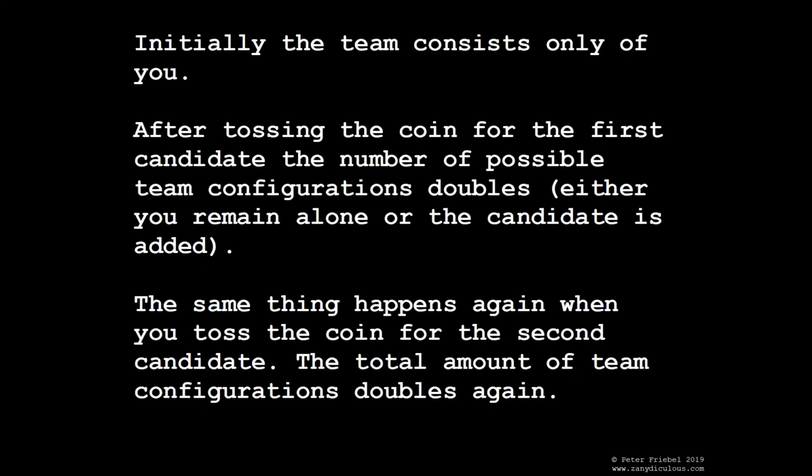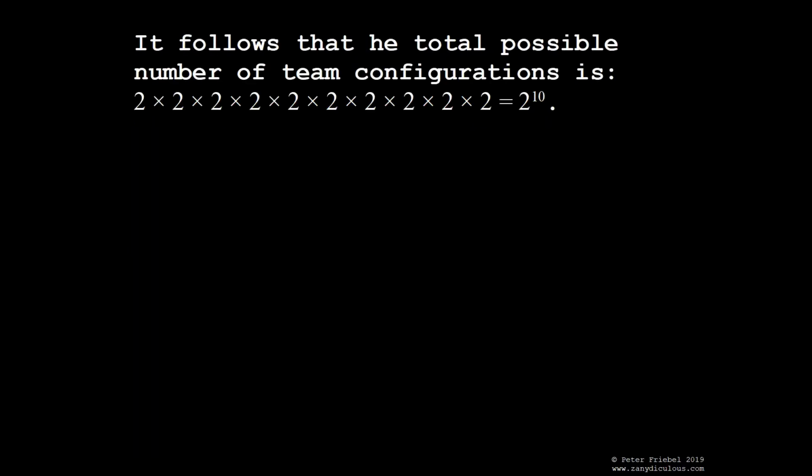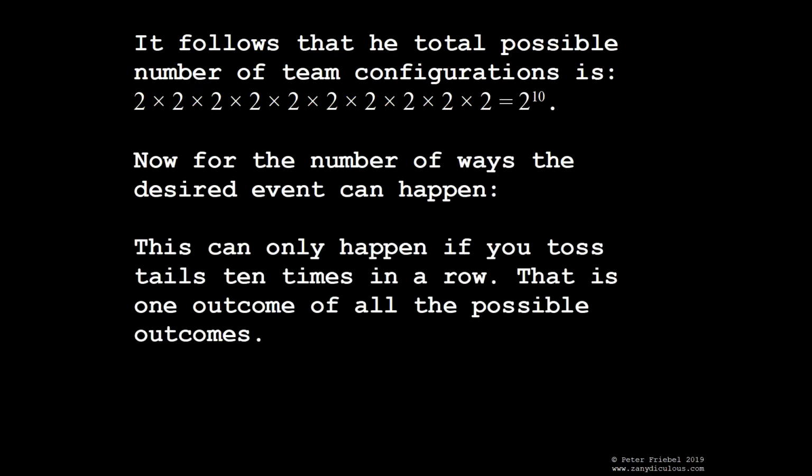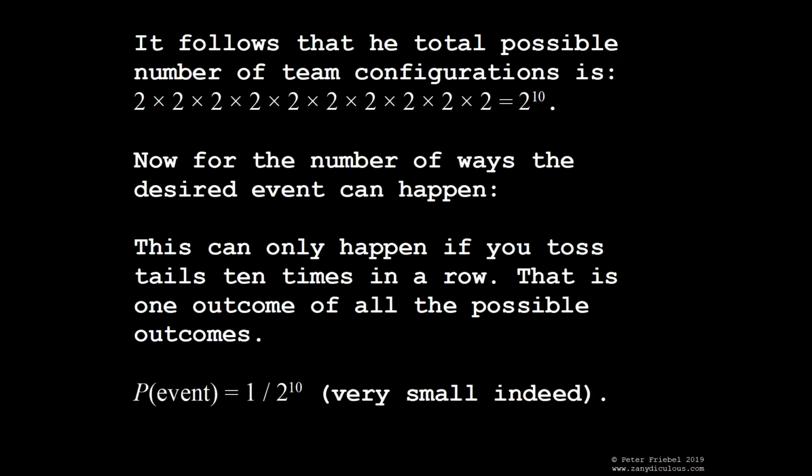The same thing happens again when you toss the coin for the second candidate. The total amount of team configurations doubles again. It follows that the total possible number of team configurations is 2 to the power of 10. Now, for the number of ways the desired event can happen, this can only happen if you toss tails 10 times in a row. That is one outcome of all the possible outcomes. So P of the event is 1 divided by 2 to the power of 10. Very small indeed.